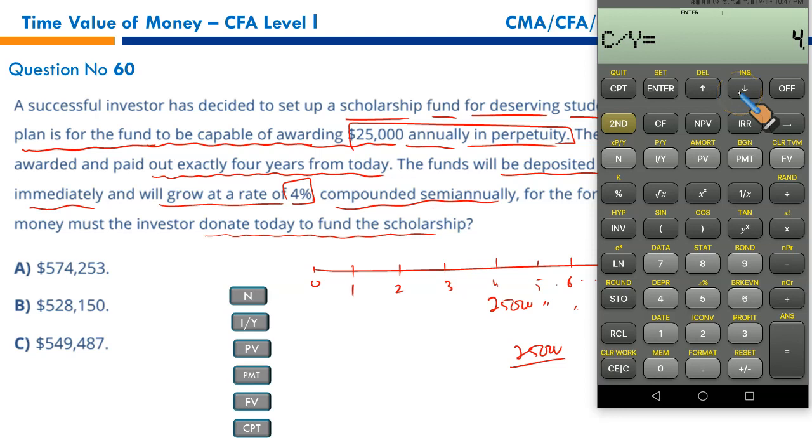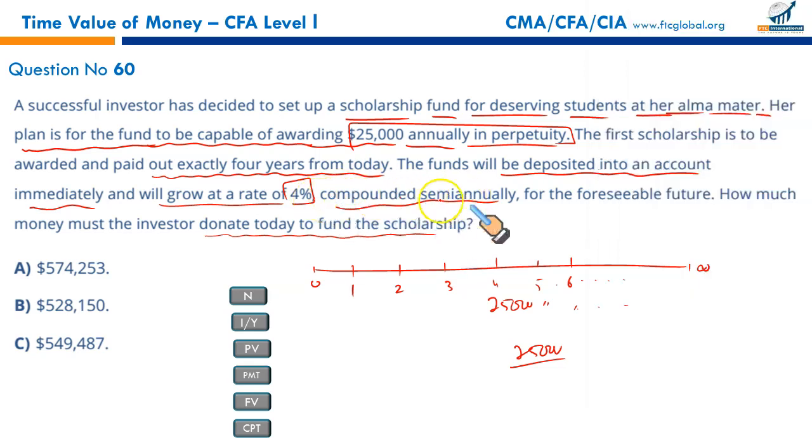change the numbers. Semi-annually means 2 periods in 1 year for compounding. What is the nominal rate? Nominal rate is going to be 4. Enter, up, compute. It's 4.04. So 4% compounded semi-annually is an effective annual rate of 4.04%. So divide by 4.04%. It will give you the present value of the perpetuity.